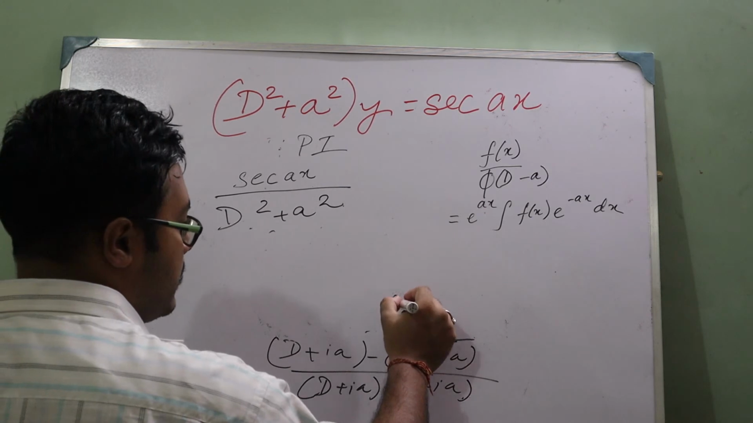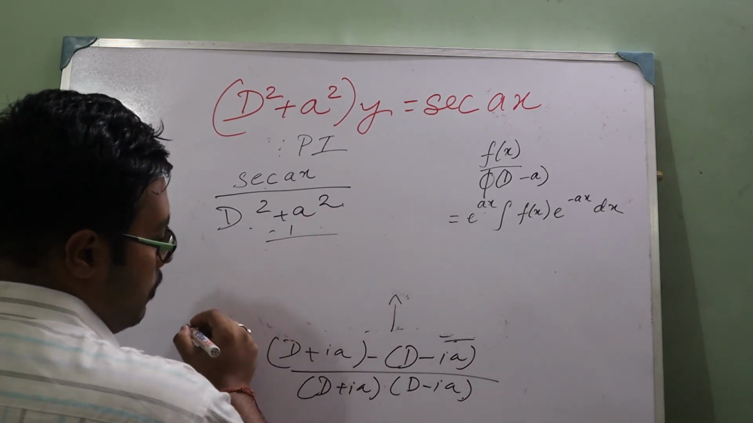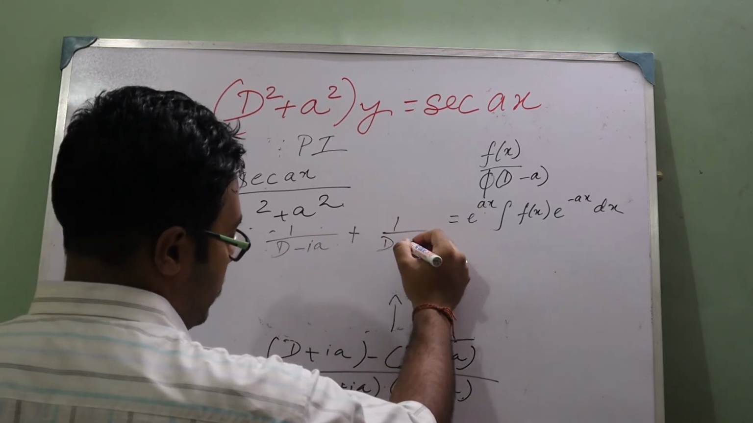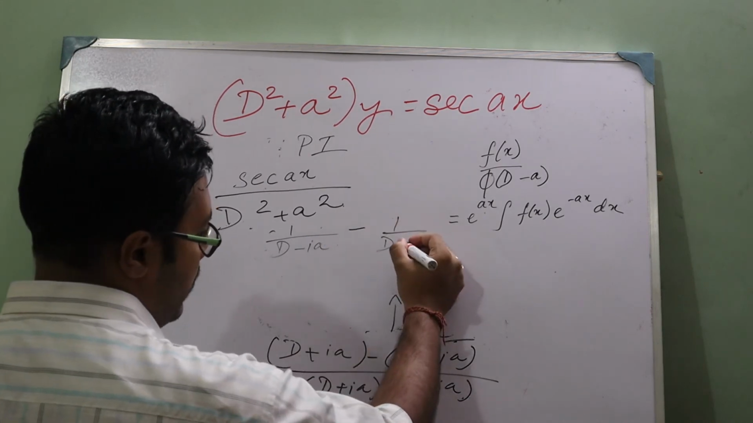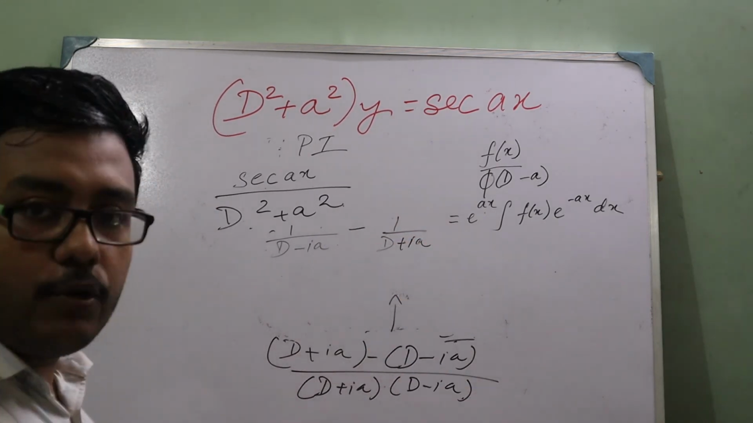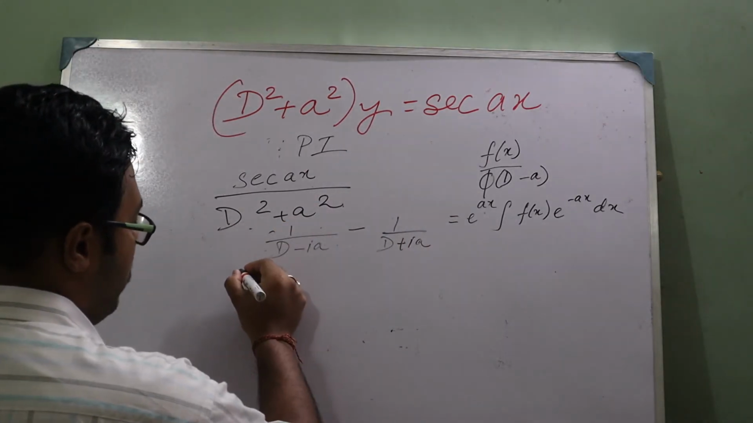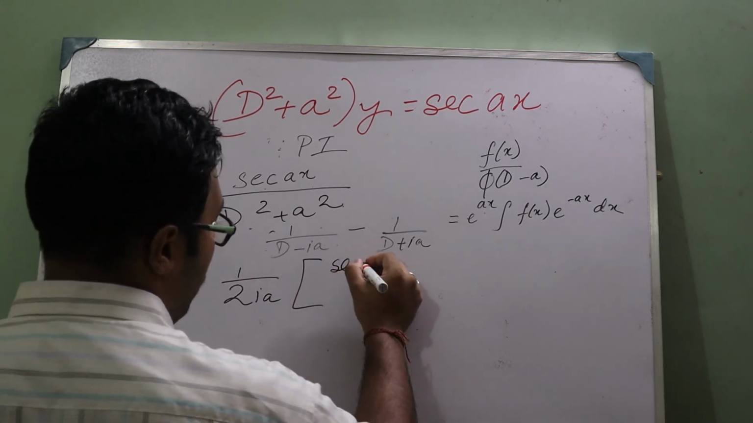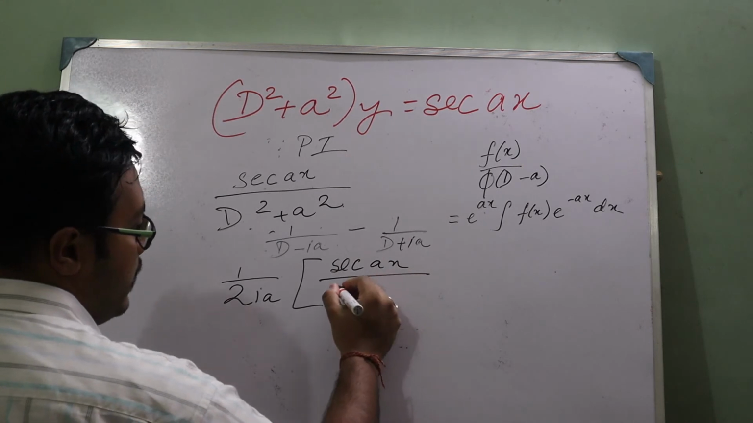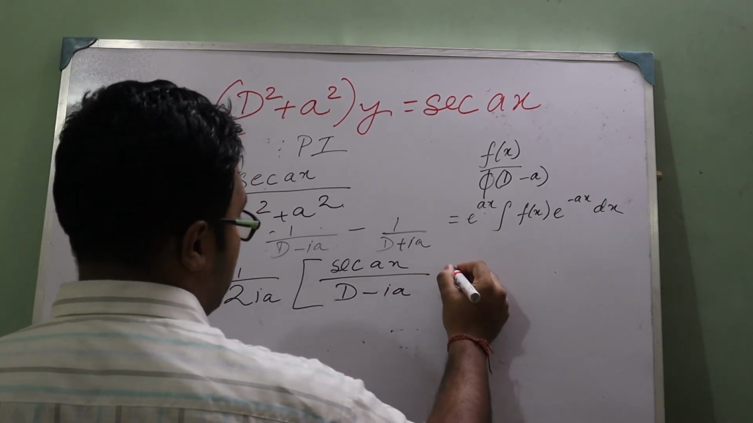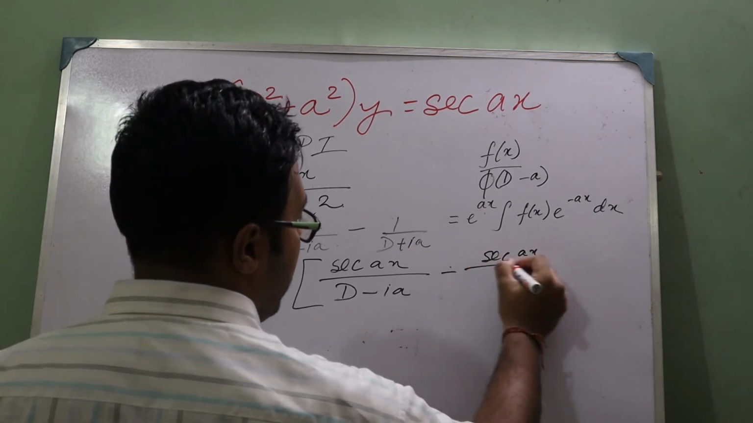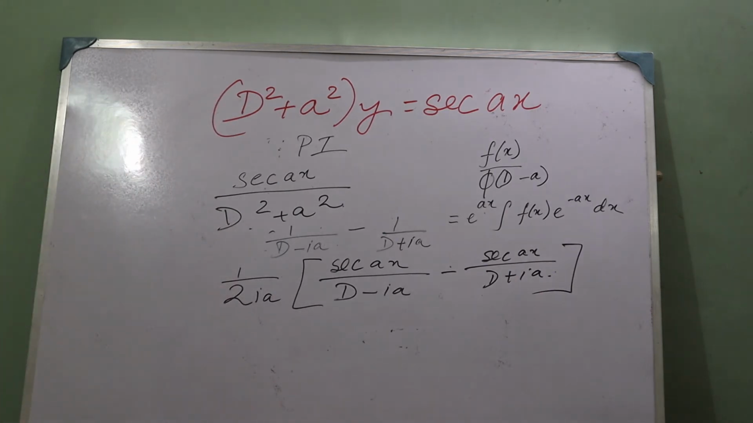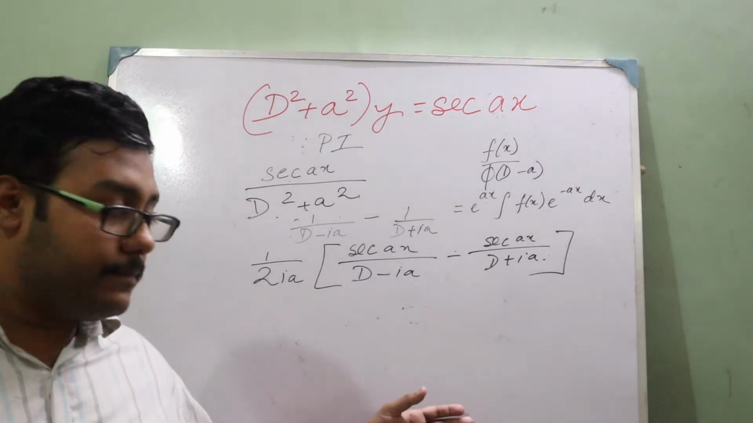So what we get from here is 1 by d minus ia minus 1 by d plus ia. These are the two terms which we get from here. So combining the whole, we get 1 by 2ia into sec of x by d minus ia minus sec of x by d plus ia. This part is clear for everyone, I hope.